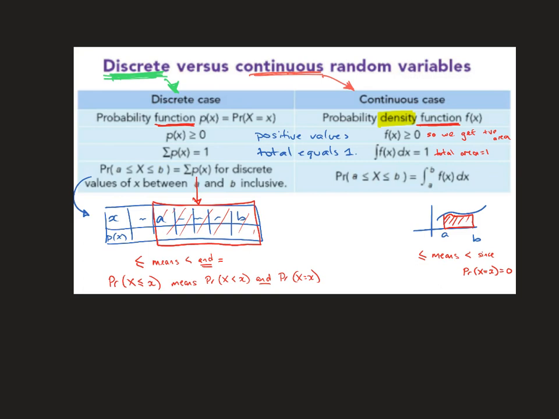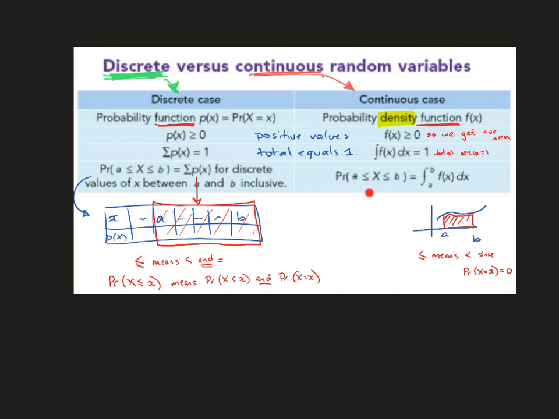And the biggest difference comes with the finding of the probability between two values or equal to two values. So if we wanted to find the probability that x was between a and b, for a discrete probability function, we would locate a and b in the probability table, and we would add all of the probabilities between those together, including a and including b, because less than or equal to means less than or equal to for a discrete random variable.